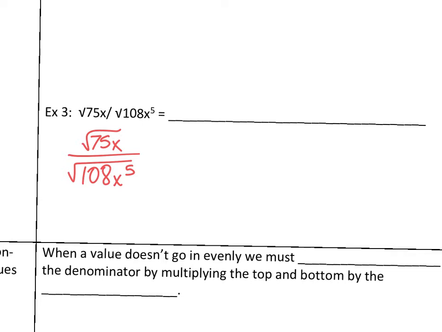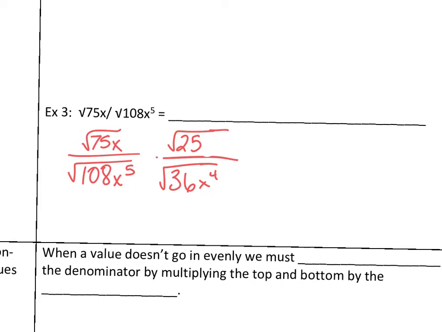What's 75 divided by 9? A decimal. Okay. 3. What's 75 divided by 3? 25. So I'm going to keep this as 25. What's 108 divided by 3? 36. X to the 1st over x to the 5th. X to the negative 4th. So should I put that up here? No, I should put it on the bottom to make it positive, right? So I'll rewrite that on the bottom.